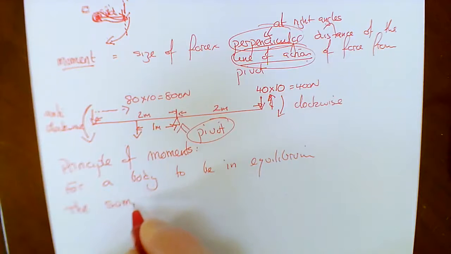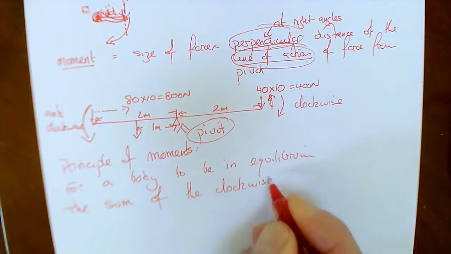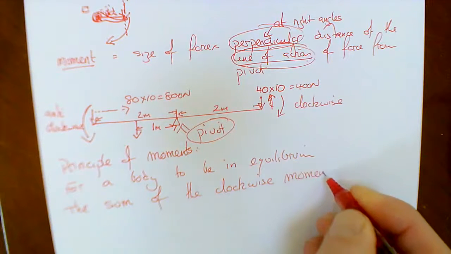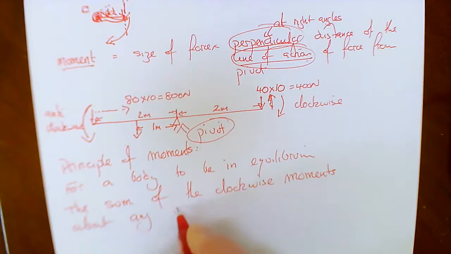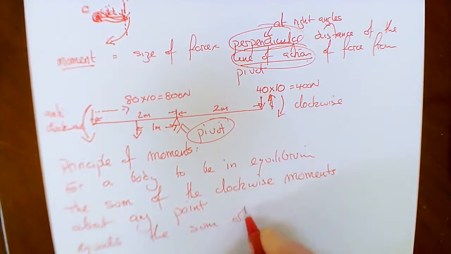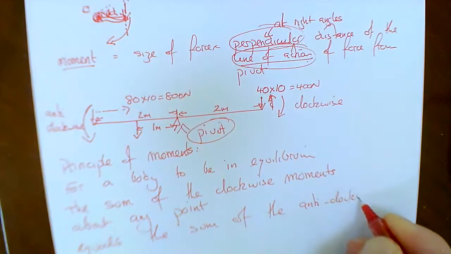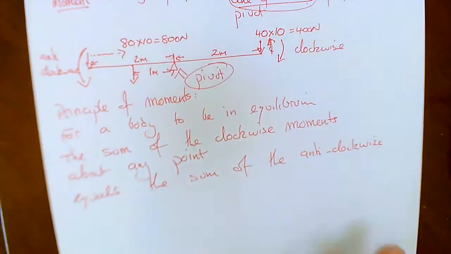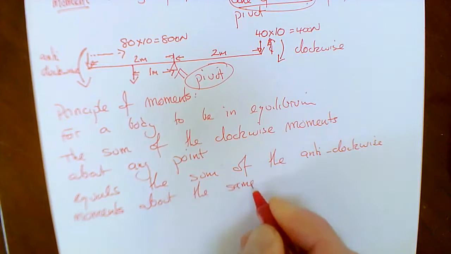For a system to be in equilibrium, the sum of the clockwise moments about any point, you usually pick the pivot but you don't have to, equals the sum of the anti-clockwise moments about the same point.